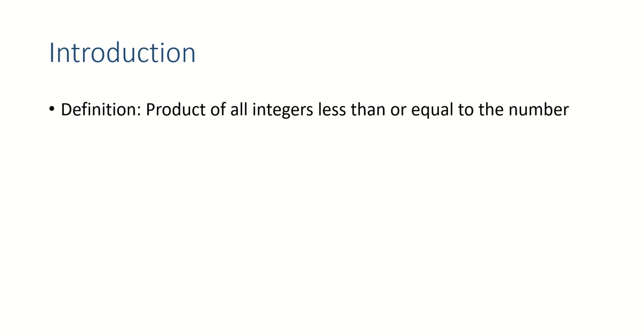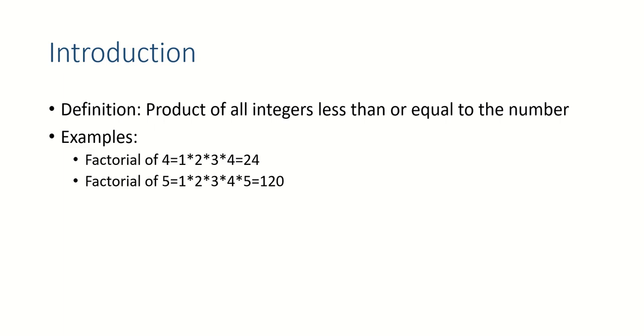Well, in mathematics, factorial means product of all integers less than or equal to the number. So if you give a number 4, factorial of 4 is 1 into 2 into 3 into 4, that is 24. Factorial of 5 is 1 into 2 into 3 into 4 into 5, that is 120.